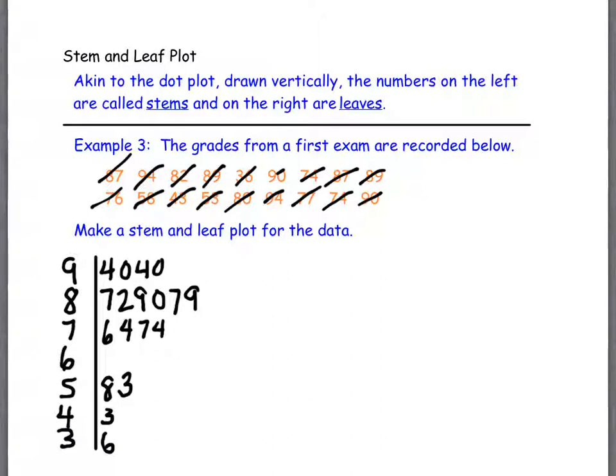What we still need to do, though, is we're going to put those leaves in order. So instead of it listing as 4040 in the 9 row right there, we're going to actually write 0044. Okay, so one more of these, same stems as before.